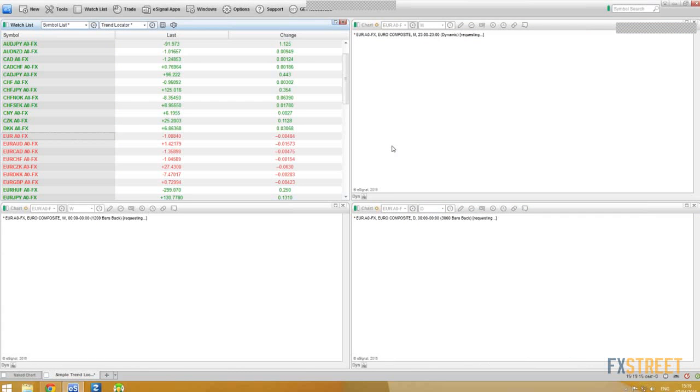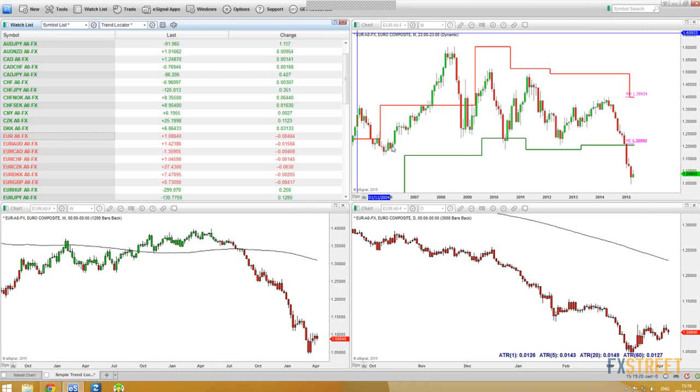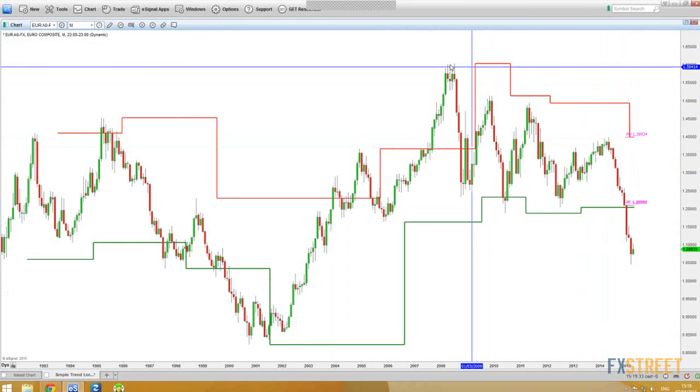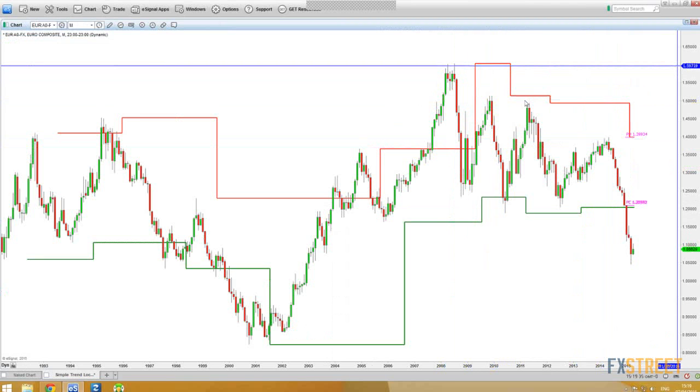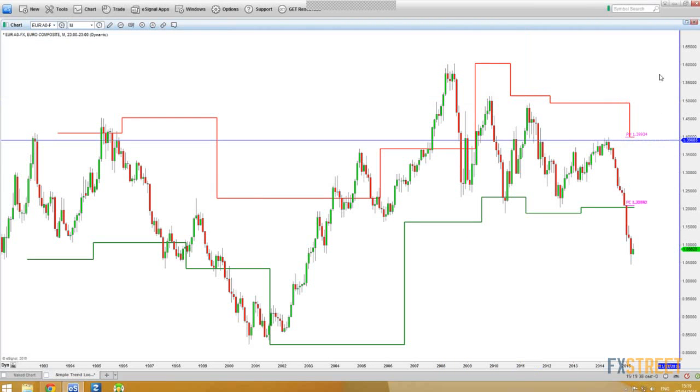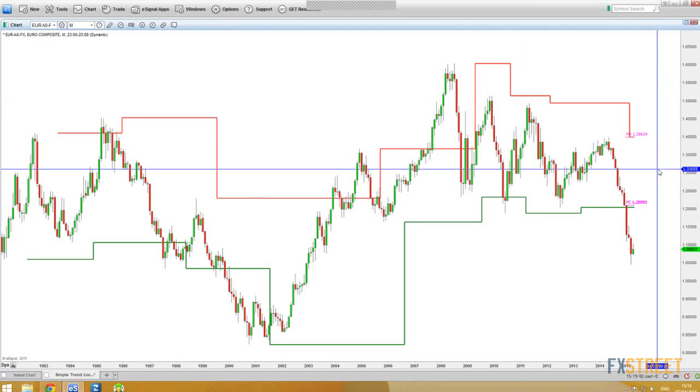So the euro dollar has been a feature of every FX Street webinar that I have done dating back to September. Okay, if we look at the monthly time frame, we can look at the trend. Price found resistance at 1.40. Now again, look at the pivot levels: 1.6, 1.5, 1.4. All significant round numbers, all acting as pivot levels. So it shows how price reacts with round numbers.